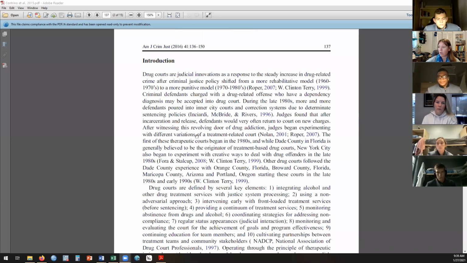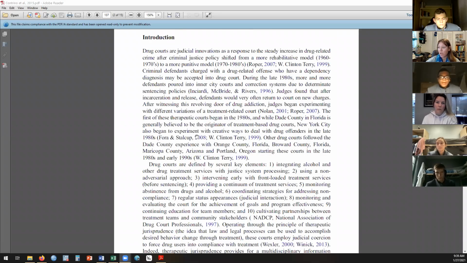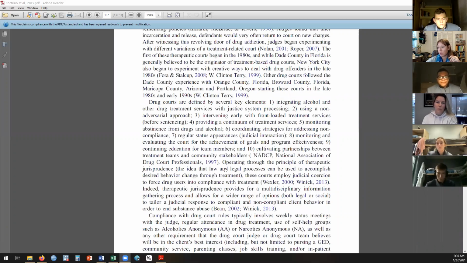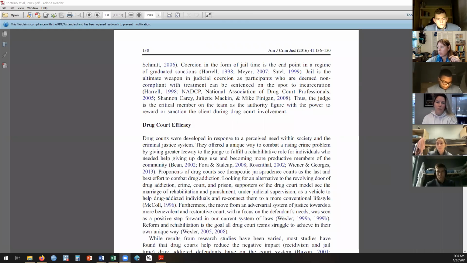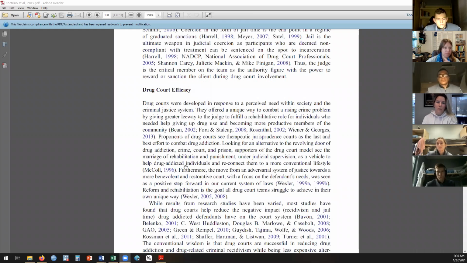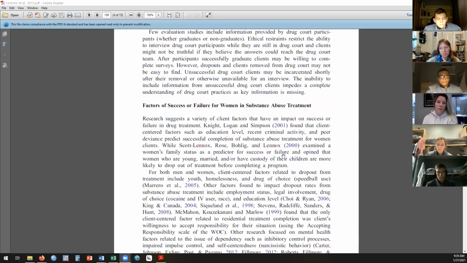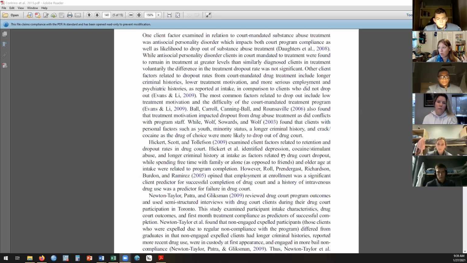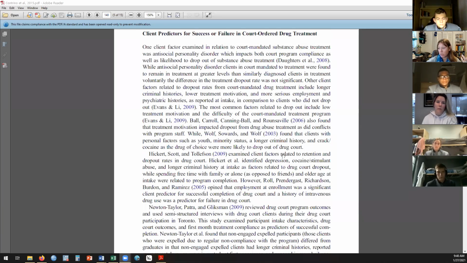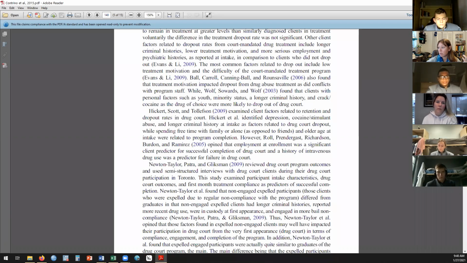So just like I said, we've got our introduction right here. They're describing drug courts. Yeah, it goes on and on. Here's some drug court efficacy. This is research speak for literature review. So what have other researchers found about the efficacy of drug courts? Same thing here, more research, prior research, more prior research. My computer is kind of slow today.